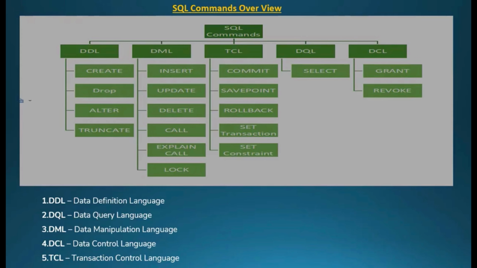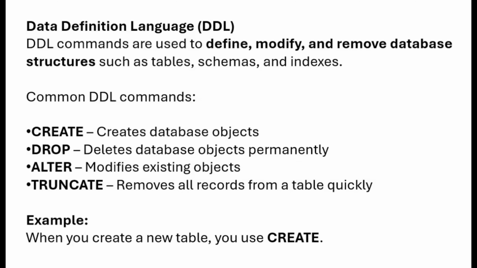So the first command is DDL, data definition language. These commands are used to define or change the structure of the database objects like tables, and the common DDL commands are create. It is used to create tables or databases, and next one is drop. It deletes tables or databases, and next one is alter. It modifies the table structure, and the last command is truncate. It removes all records but keeps the table structure. So for example, when you create a new table, you use create.